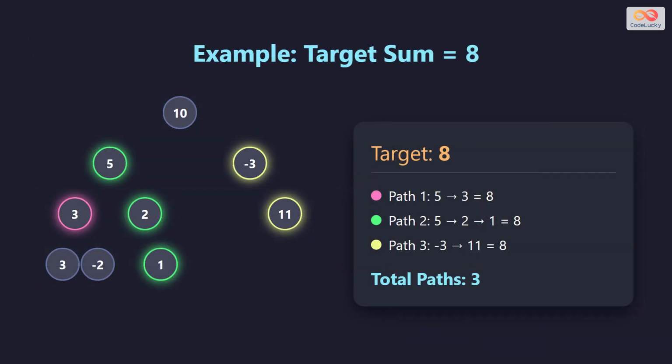Let's look at an example. If our target sum is 8, we can find 3 valid paths in this tree. One path goes from 5 to 3, another goes from 5 to 2 to 1, and a third path starts at -3 and goes to 11.